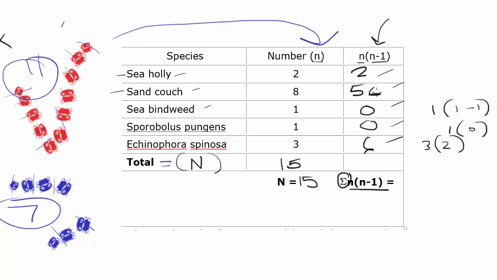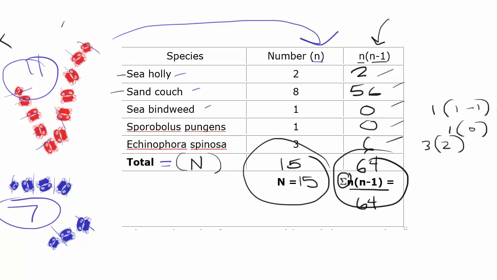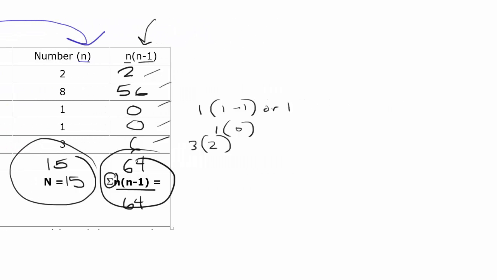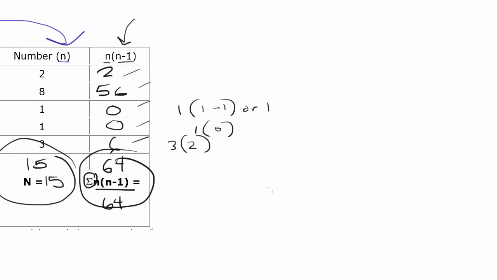2 plus 56 is 58, plus 6 is 64. So our value for the sum of the n times n minus 1 is 64. Now we've got these two values figured out. That's not too difficult. Let's try to put it into our diversity formula that we've been practicing, or that we're beginning to practice.